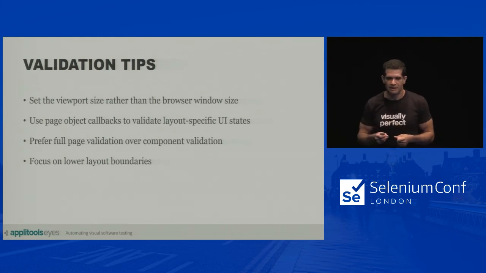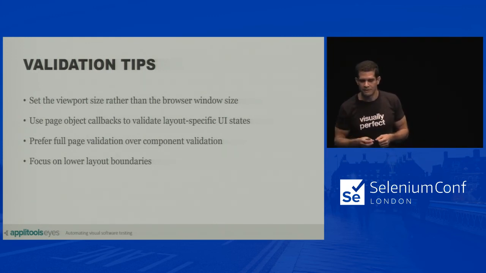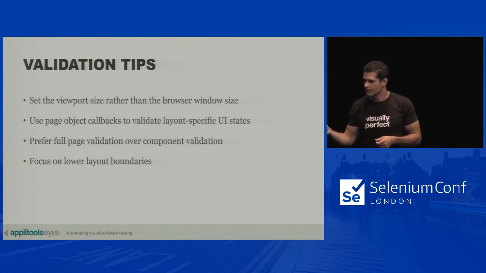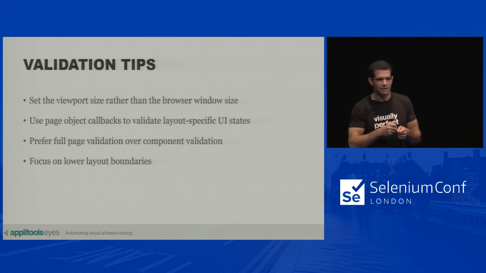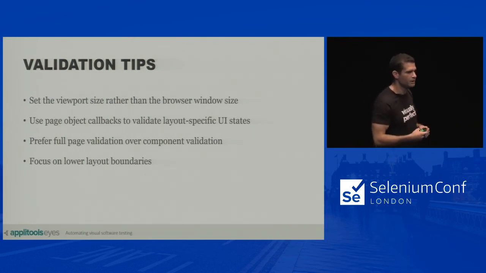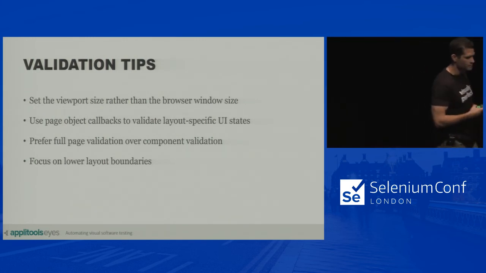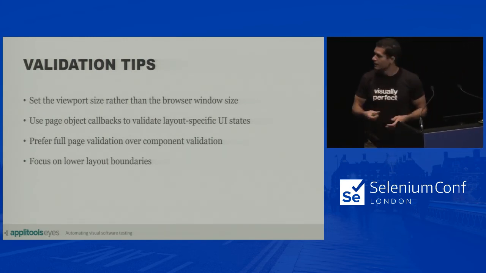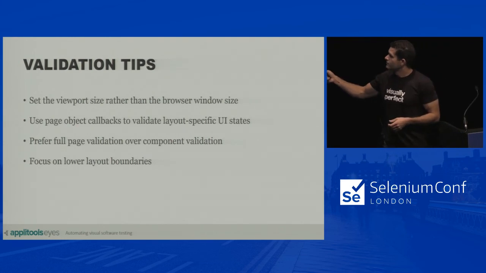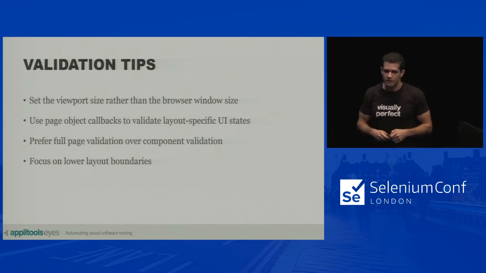The reason is that if you're doing component-specific validations, you need to deal with the element locators. You need to find them and do many calls for each individual one. And of course, maintain those locators as your application UI changes, which leads to more work. And lastly, you should always focus on the lower layout boundaries.